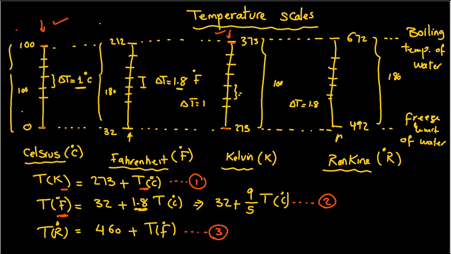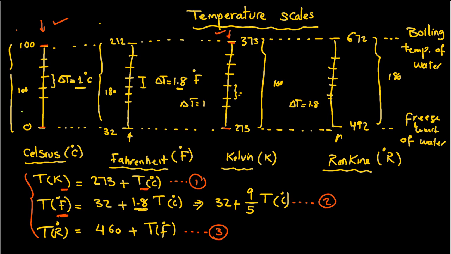So these are the 3 equations that you're going to need to convert one temperature value on one scale to the other. If I know the degree C, I can get the Kelvin. I can put the degree C in here, I get the Fahrenheit. I can take the Fahrenheit and put it into this equation, I get that in Rankine.